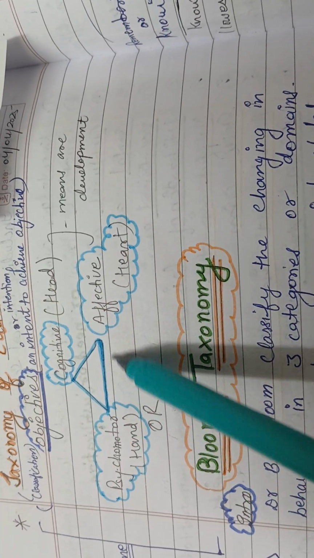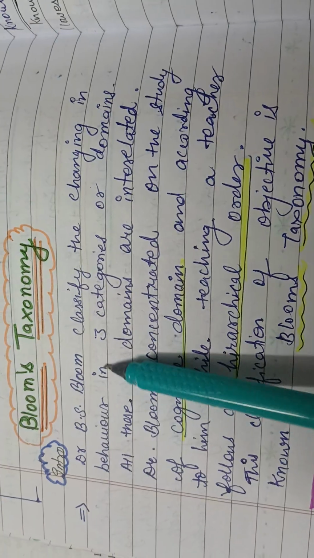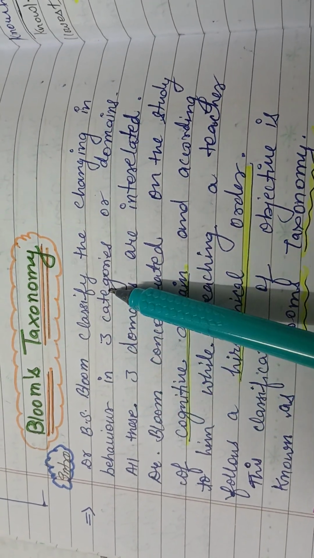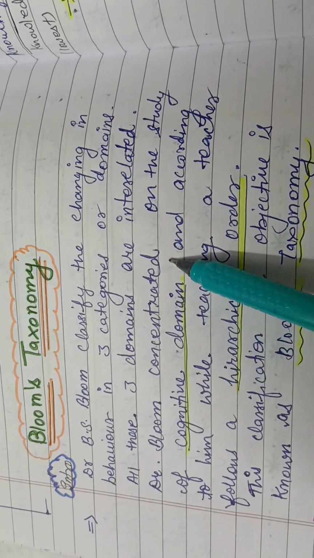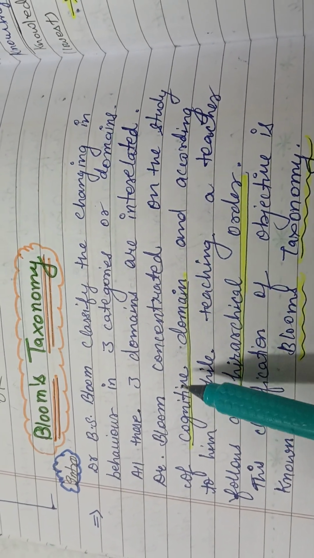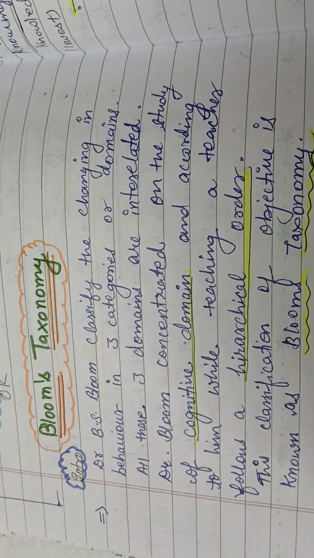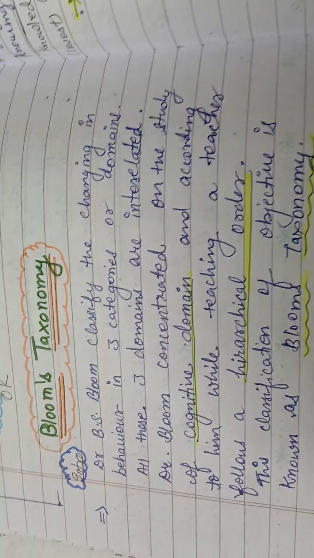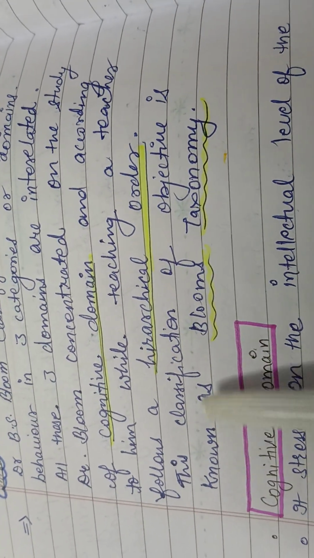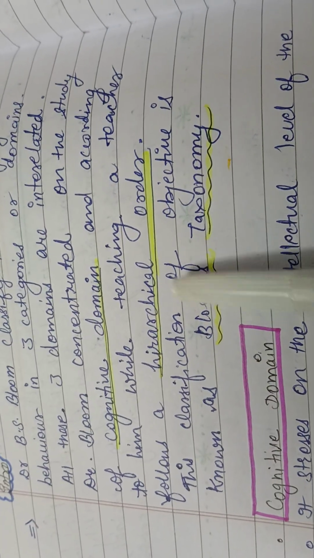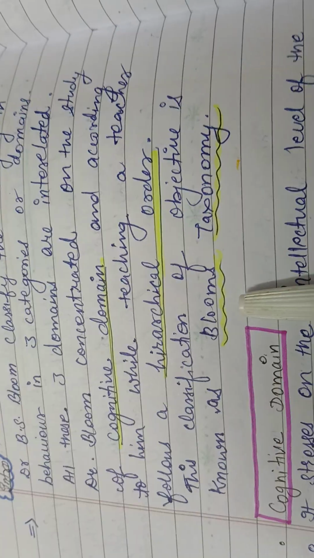So cognitive, affective, and psychomotor are the three domains of Bloom's taxonomy. Dr. B.S. Bloom classified the change in behavior into three categories or domains, and all these three domains are interrelated. Dr. Bloom concentrated mainly on the cognitive domain. According to Bloom, while teaching, a teacher follows a hierarchical order. This classification of objectives is known as Bloom's taxonomy.